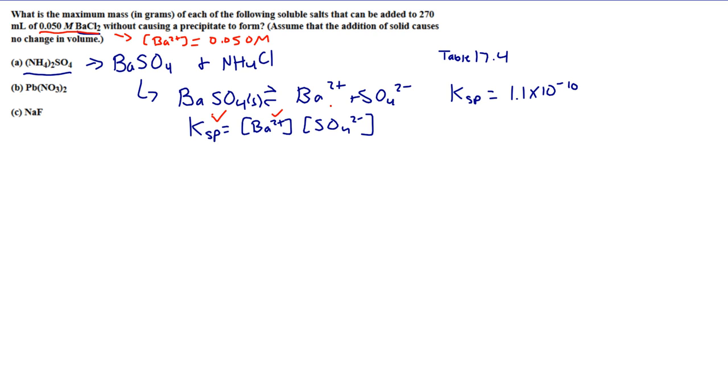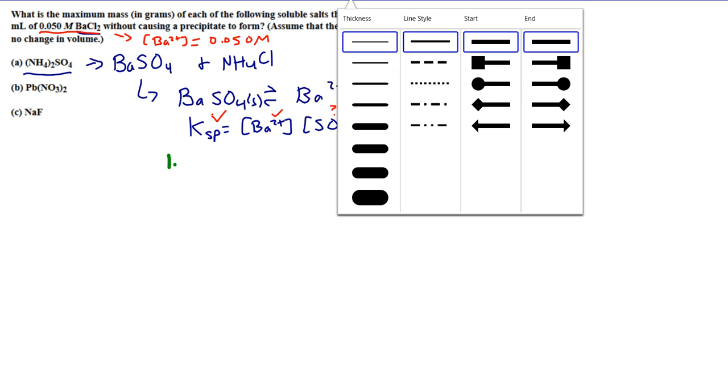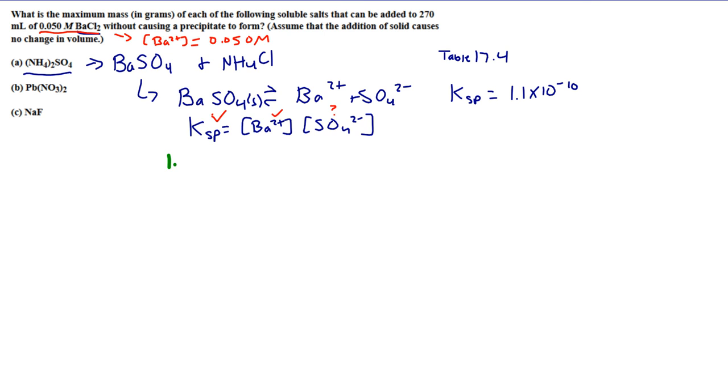So this is our unknown. So that's what we're going to solve for. So let's plug in what we have. 1.1 times 10 to the negative 10 is equal to, the barium ion is 0.050. And then sulfate ion is what we're solving for.